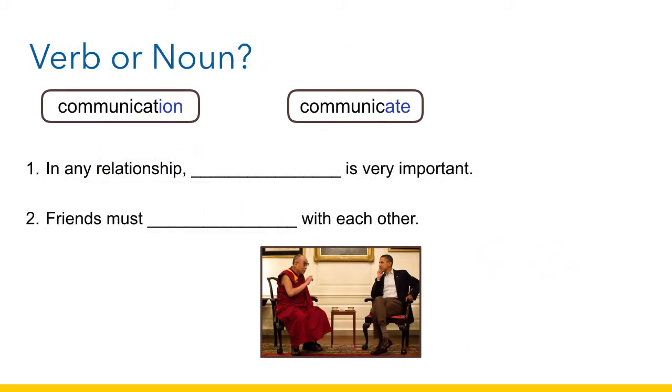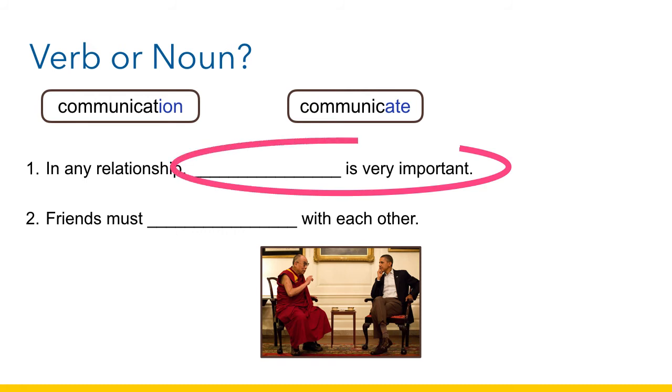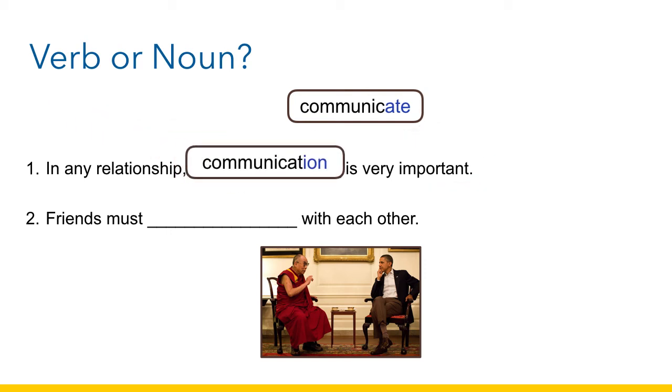What if you're choosing between a verb or a noun? Take a look at number 1. In any relationship, is very important. Here we're missing an important word, right? We have a verb, but no noun. So here we definitely need the noun form. Communication is the noun form because it ends in ION. In any relationship, communication is very important.